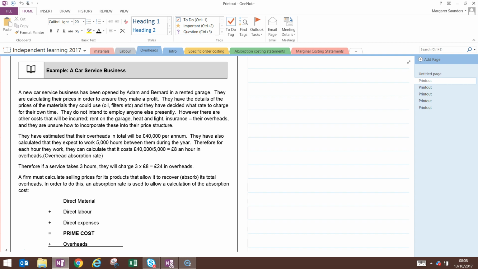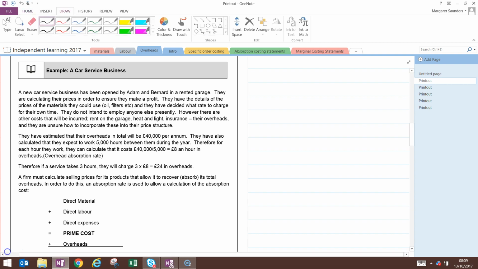However, there are other costs that will be incurred. They're renting the garage, so there's that rent. There's the heat and light of the garage. There's the insurance of the garage. So in other words, they're overheads. And they're trying to work out how to incorporate these overheads into their price structure. They have estimated that in total their overheads are likely to be £40,000 per annum. So that's their estimated overheads. In other words, budgeted.